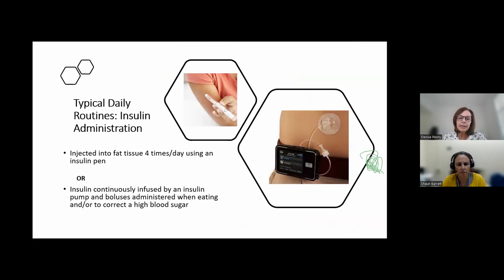So typically, children will have insulin either by pen, injected 4 times a day, so 3 times with meals and 1 as a long-acting insulin, or by use of a pump. Insulin is continuously infused through the insulin pump, and the insulin is given as a bolus when eating or to correct a high blood sugar.